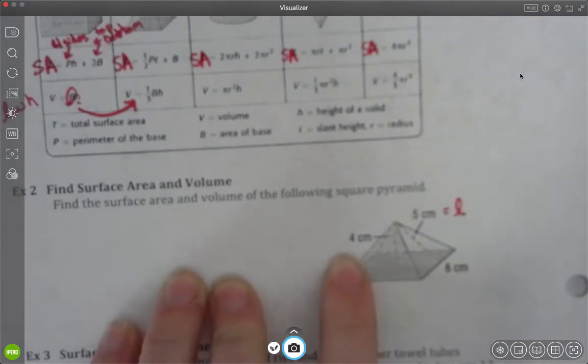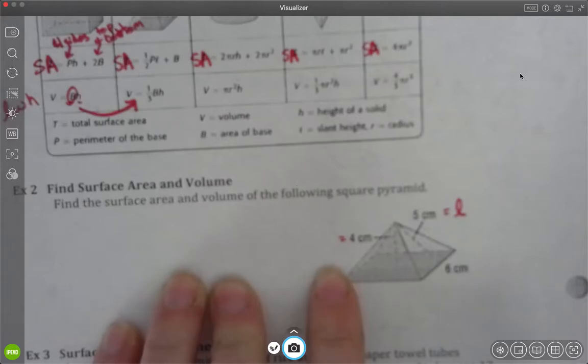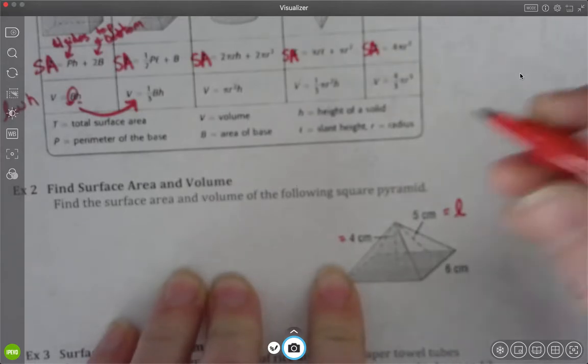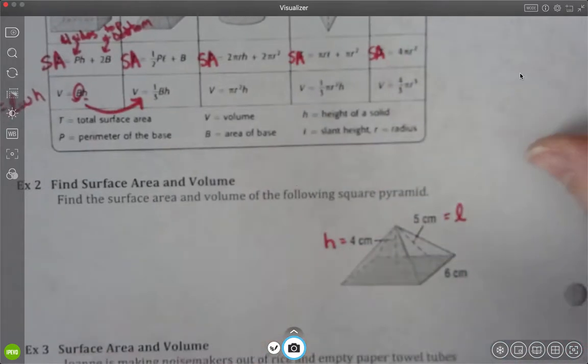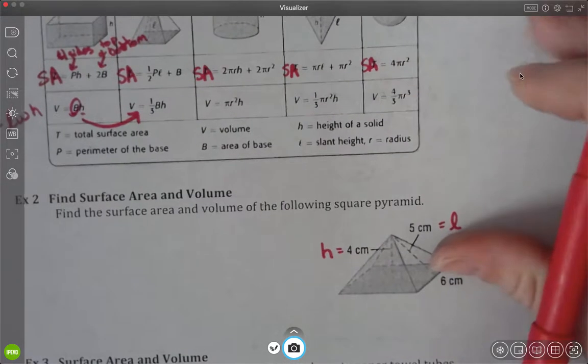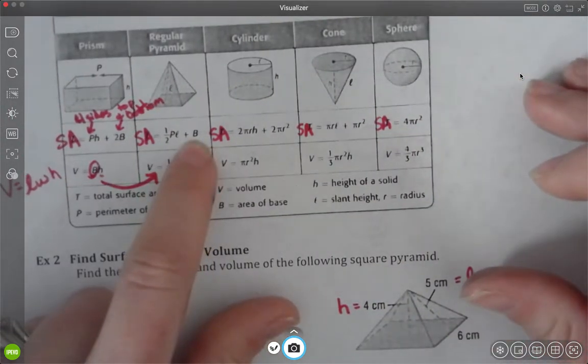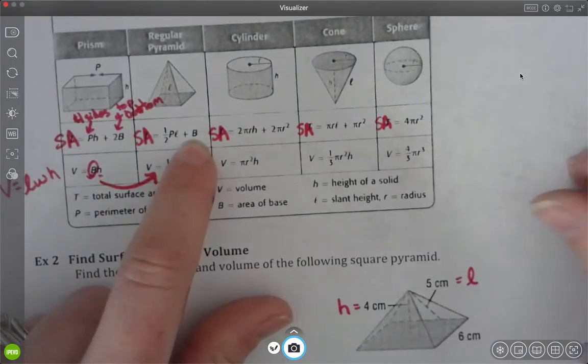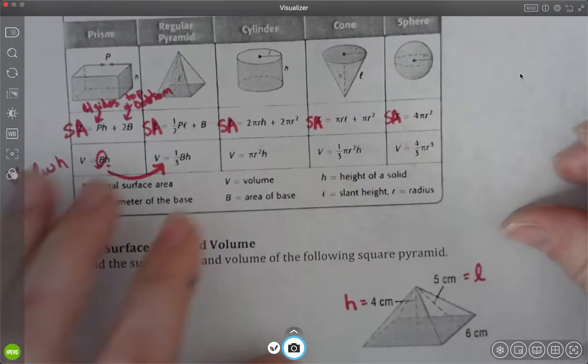What is 4 labeled as then? No, because that would be a circle. That's just regular H, right? So you have height and then you have slant height. Okay, so 4 is the regular height. All right, and then in the formula you also have a capital B, which means the area of the base. So use this little key code down here if you don't know for sure.